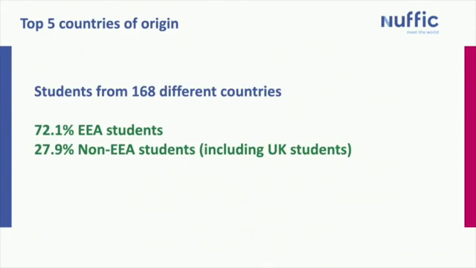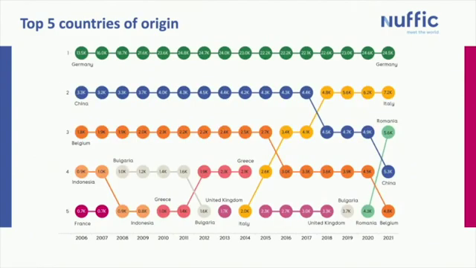Yes, so in total, to talk a bit more about the countries of origin, there were students from 168 different countries, compared to 167, one less, in the previous academic year. 72.1% of these students were from the EEA, and 27.9% were from non-EEA, and these also include the UK students, because of Brexit.